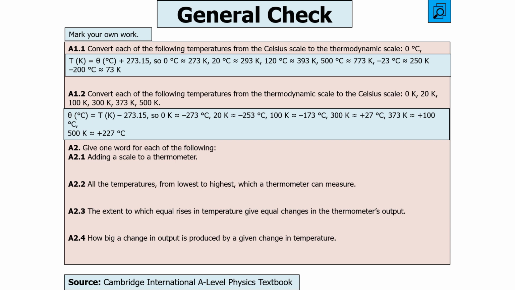Adding a scale to a measuring device is called calibration. The values from highest to lowest a measuring device can measure is the range. The extent to which the equal change in temperature gives equal change in the output is called linearity, and then how big a change in output is produced by a given change in temperature is the sensitivity of the device.